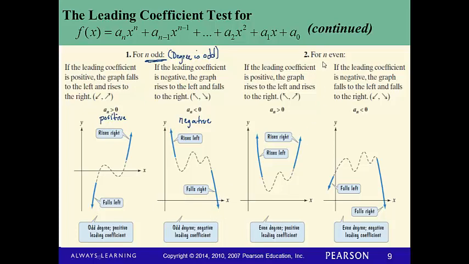All right, let's look at when n is even. So now your degree is even, and your leading coefficient is positive. So your graph would rise to the left as well as rise to the right. And if your leading coefficient was negative, then your graph would fall to the left as well as fall to the right.